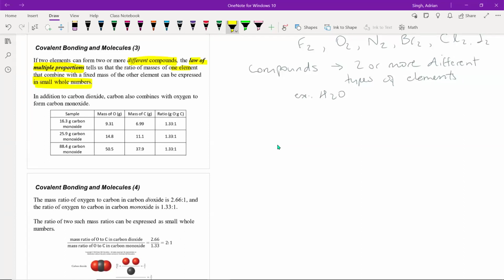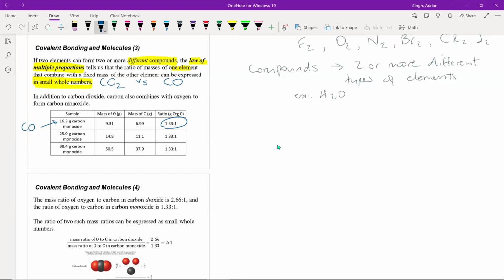So for instance, if we have carbon, we saw before carbon can combine with oxygen to form carbon dioxide. It can also combine with oxygen in a different ratio to form carbon monoxide, which is CO. And we can do the same thing for the CO down here. If you have 16.3 grams of it, measure the mass of oxygen and carbon, find that ratio of grams of oxygen to grams of carbon. Here we see that it's 1.33 to 1.